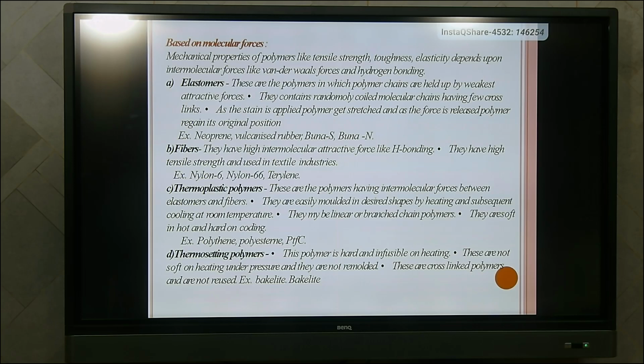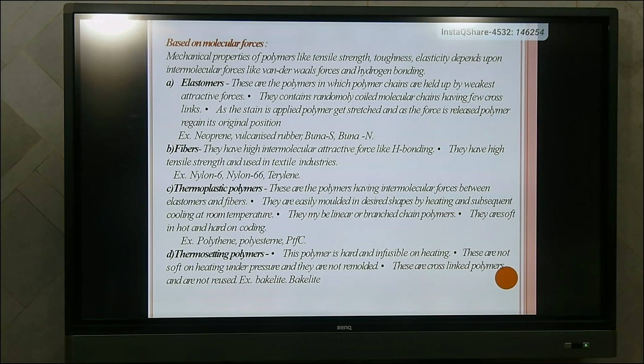Passing on to the fibers, the example is nylon, the wires which we use domestically. They are examples of fibers. They have good hydrogen bonds between one monomer and the other monomer. So that is the hydrogen bond involved in the intermolecular forces between one monomer and the other monomer. Nylon finds vast application in the textile industries.